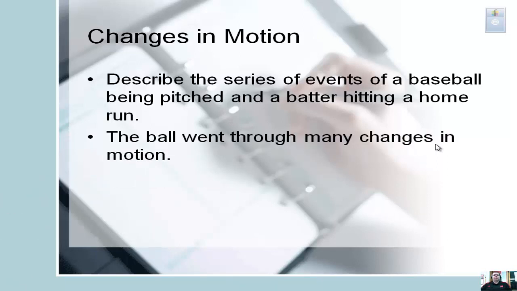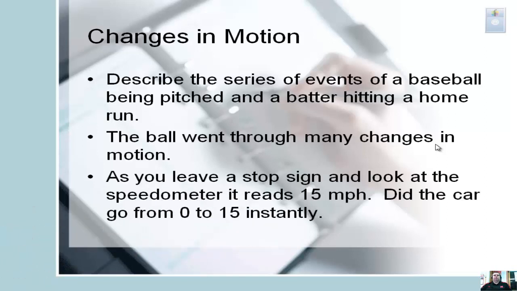The thing is, that ball went through many changes in motion. We said that it was speeding towards home plate. We said that it came to a stop. We said it was redirected, changes direction, and now all of a sudden heads back towards that pitcher, over his head and towards that outfield fence for a home run.